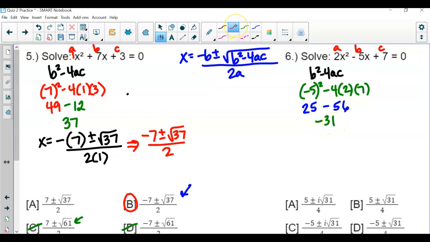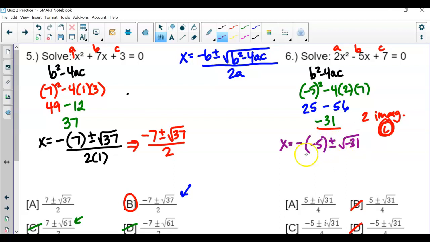Now, remember, if I have a negative discriminant, less than 0, that means we're going to have two imaginary solutions, right? We're going to have no real solutions when we have a negative discriminant. That means I need i in my final answer to represent the imaginary. So I'm going to mark off B and D because they don't have i or the imaginary value. Now I'm going to continue to see what our final answer is going to be here. So again, x is equal to negative b, which is negative 5, plus or minus the square root of negative 31, all over 2 times a, 2 times 2.